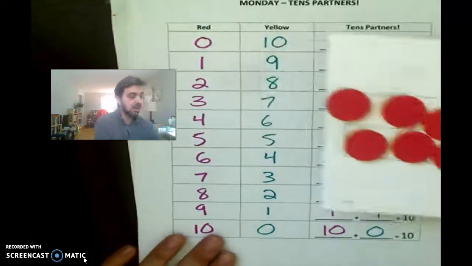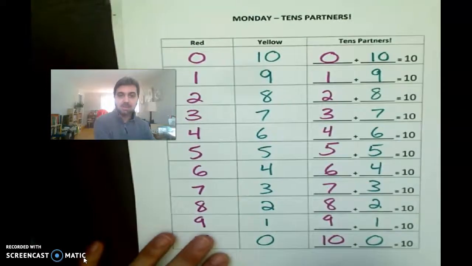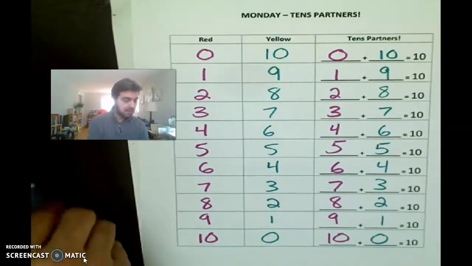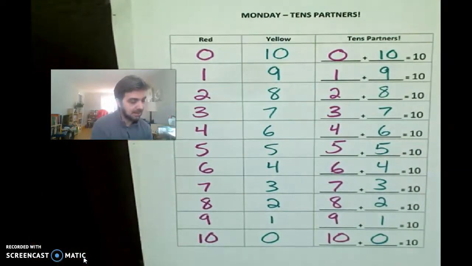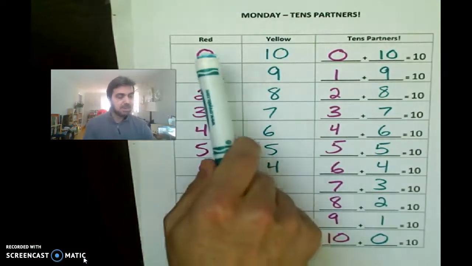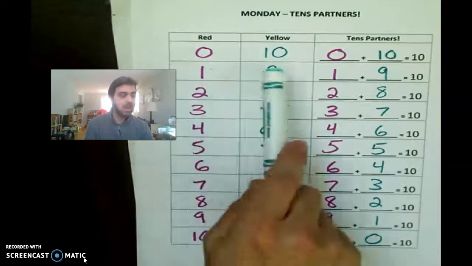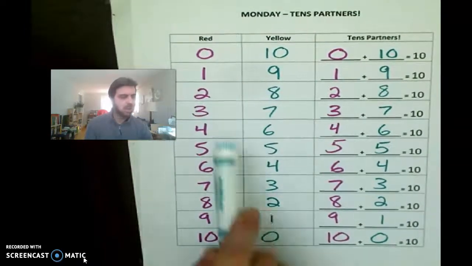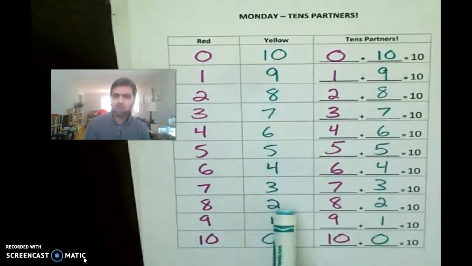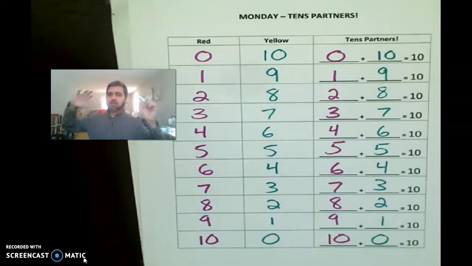Well, let's take a look at the whole paper. Check this out. Did you notice that 0, look at this, 0 and 10, 10 and 0. 1 and 9, 9 and 1. 2 and 8, 8 and 2. So this is called the commutative property of addition.